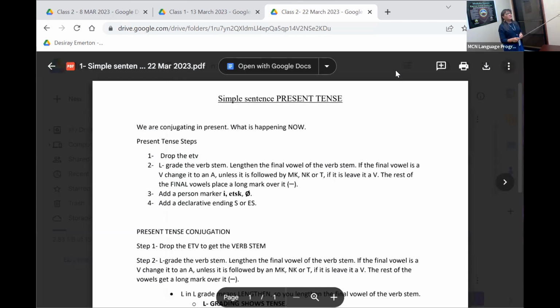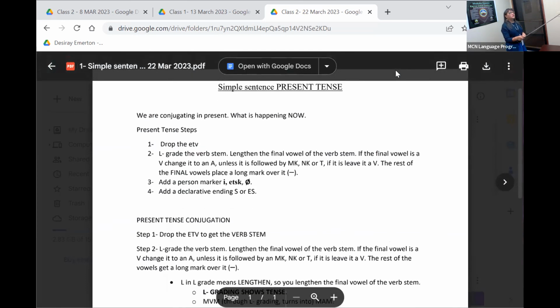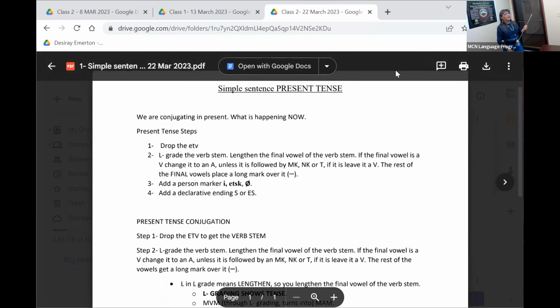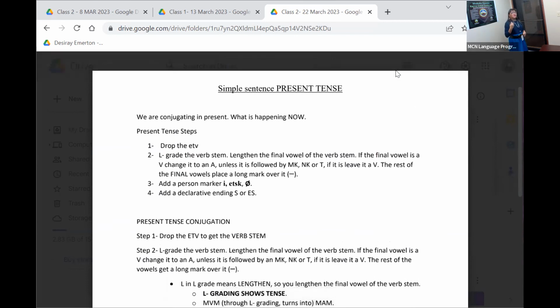I know you're going to have a lot of questions, and sometimes I'm going to have to write down your questions because I don't know everything and I have to look it up as well. So right now we are going to do present tense simple sentences. We're going to conjugate in present tense, what's happening now. There are different conjugations, like I'm going to, or I went. Those are future and past. Right now we're doing present.